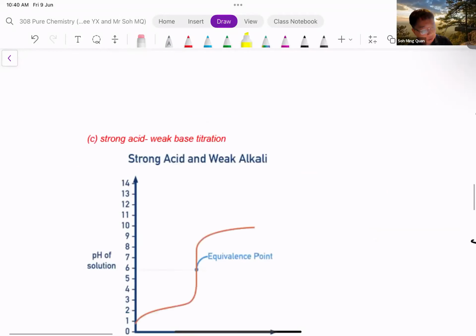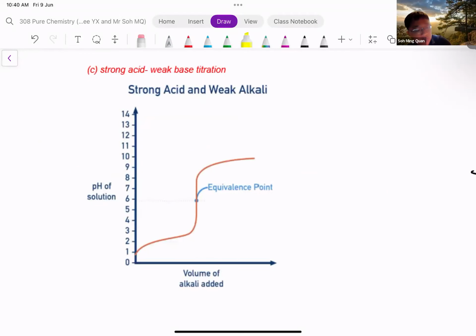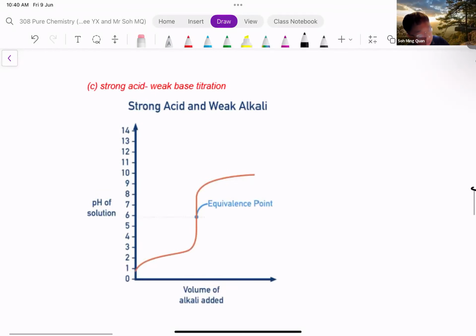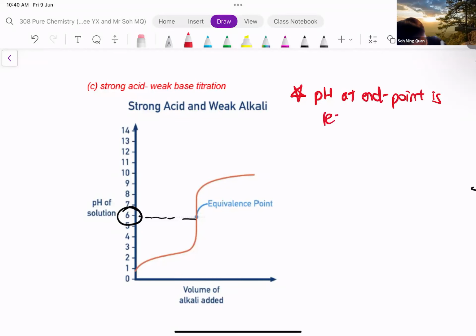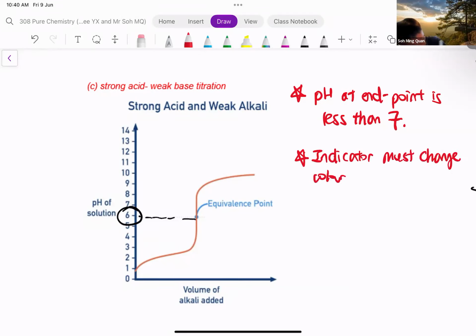Okay, moving on. What happens if you have strong acid, weak base? So again, this is the reverse. You can see, oh, the pH at the endpoint is less than 7. Okay, and you can see the indicator must change color at pH 3 to about 8. So typically, this one we will use methyl orange.